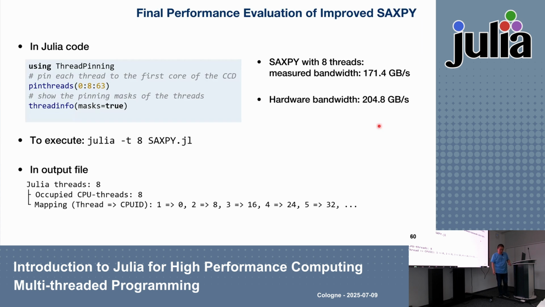As you can see, the SAXPY is just a multiply and add calculation, but it is not really easy to achieve the best performance. The best performance, the hardware limit, is 200 gigabytes. By using Julia with 8 threads and also thread pinning for the NUMA domain, lots of technical details, in the end we can achieve 170 gigabytes, which is already very fantastic.